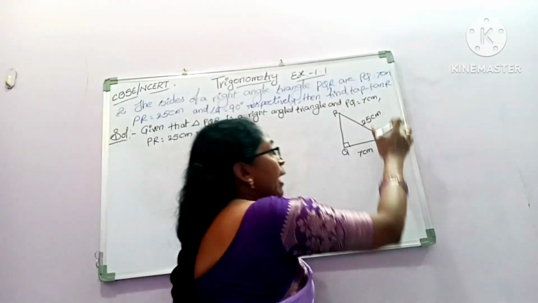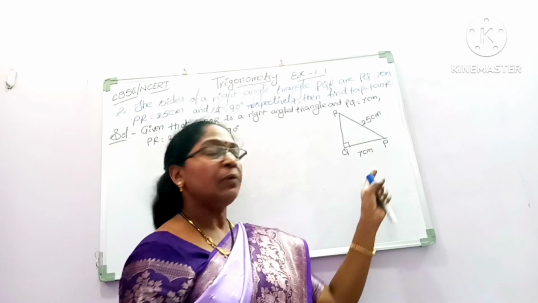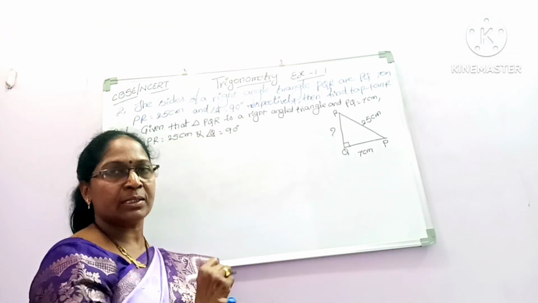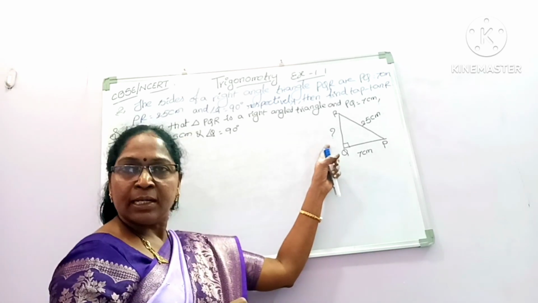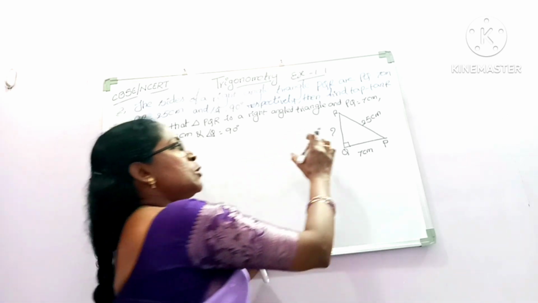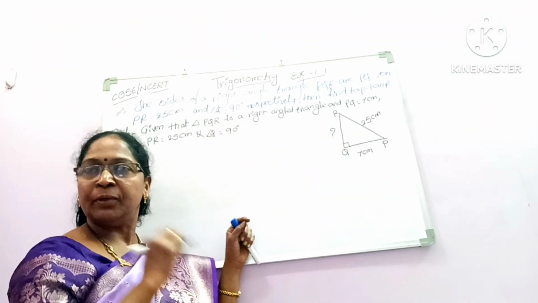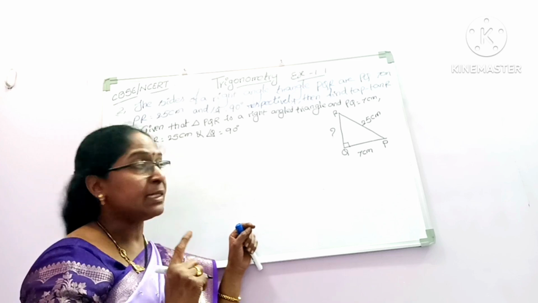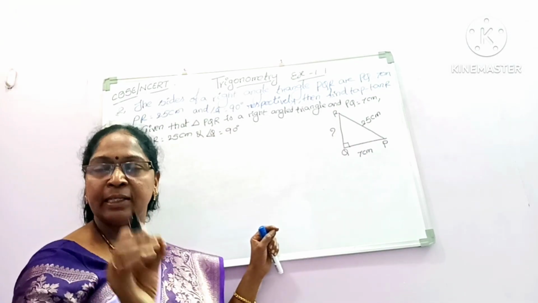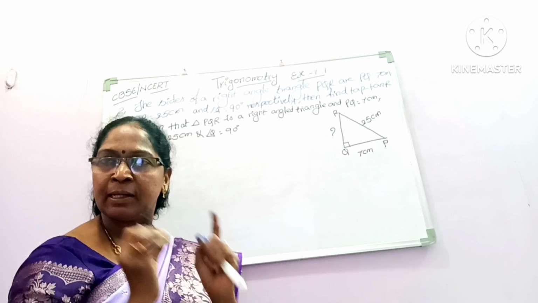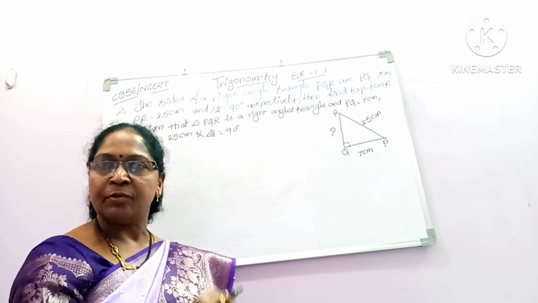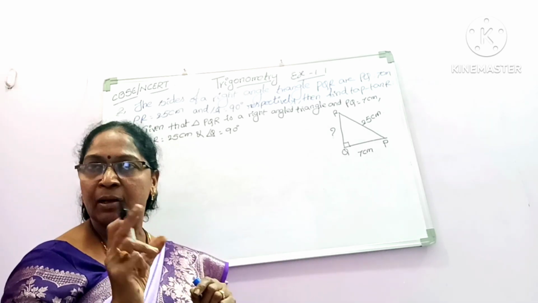That means in this right angle triangle, we know only two sides. The third side value we don't know. First you have to find out the third side. If you know the third side, only then can you easily find tan P and tan R. For finding the side value, we have only one method: you have to use the Pythagoras theorem. The Pythagoras theorem is related to the sides of the right angle triangle. Whenever you have to find any one side, always use the Pythagoras theorem.